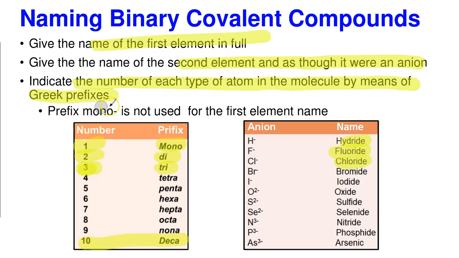So the prefix mono is not used for the first element. If the first element has only one atom, do not use a prefix for it. But if it has two till 10, you have to use the prefix. But the second element, it doesn't matter. The second element, whether it has 1 or 2 or whatever, the prefix must be used.